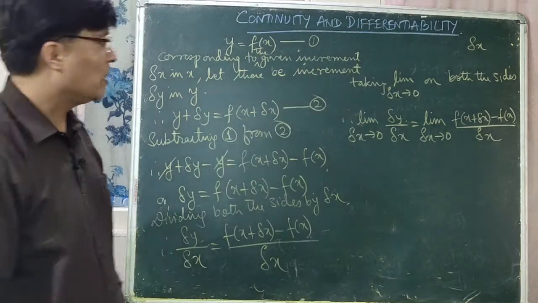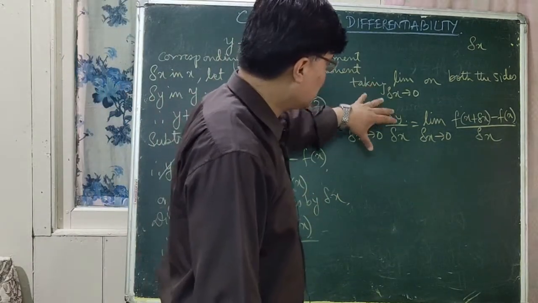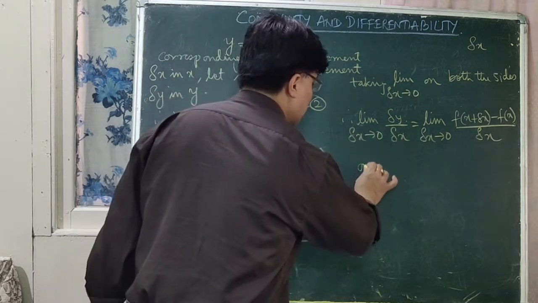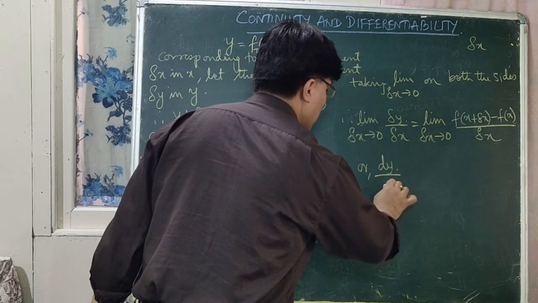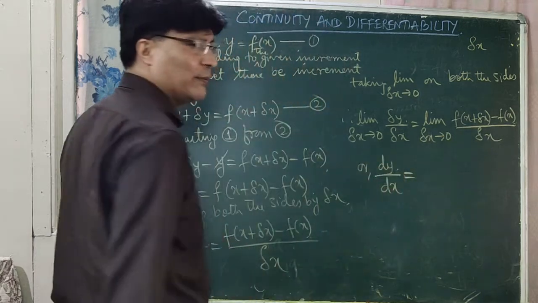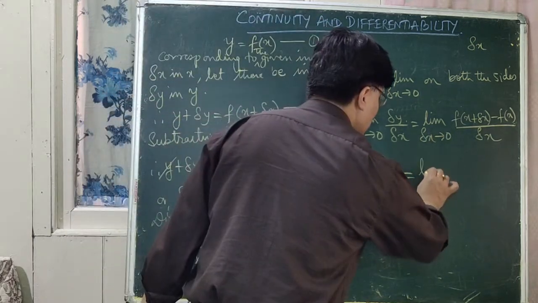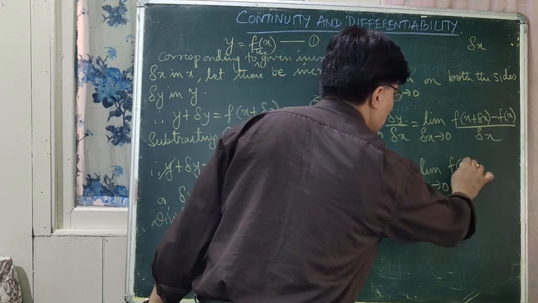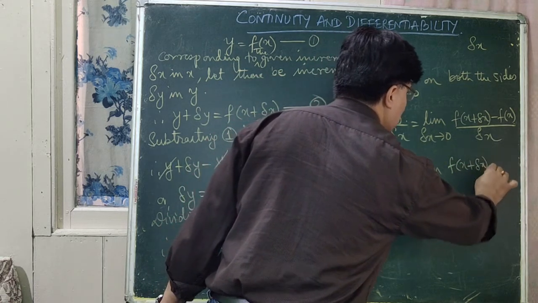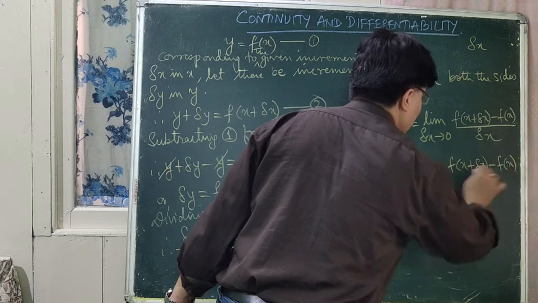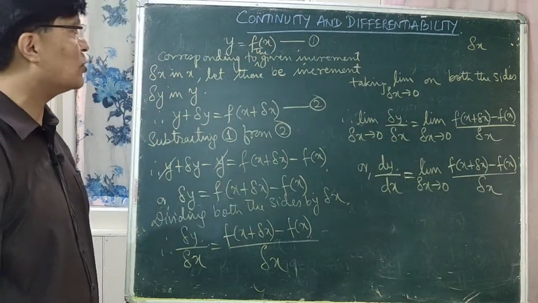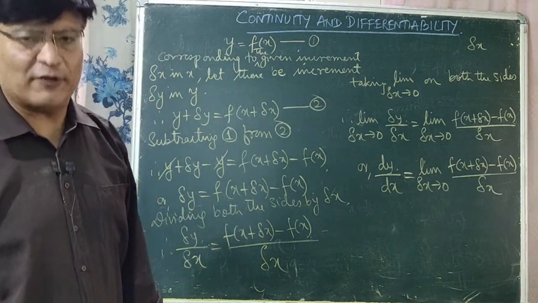Is that clear? By definition, this limit delta x tends to zero delta y by delta x is defined as dy by dx, which is equal to limit delta x tends to zero f of x plus delta x minus f of x divided by delta x. So this is the definition of differentiability of a function.